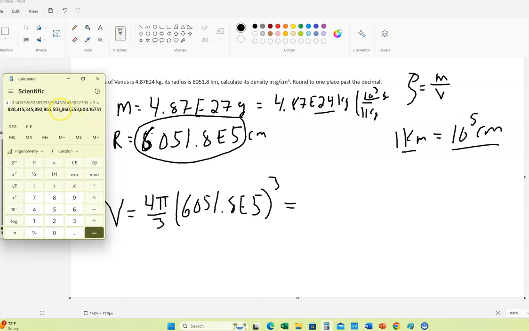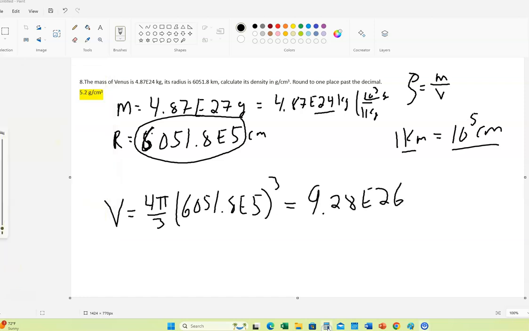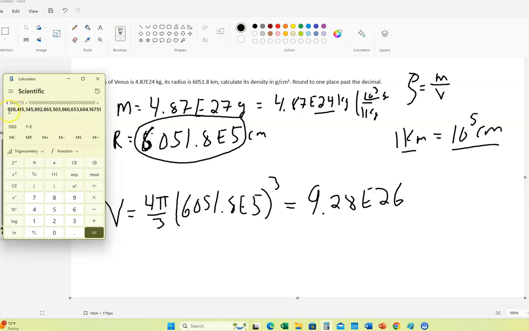Oh man, this calculator. When I originally counted this, I counted the decimals wrong, but this turns out to be roughly 9.28, and this is in the calculator, that's the unrounded version, times 10 to the 26th. Let me prove that to you. If I divide this number that's in my calculator, it definitely is. So I'm going to use that.